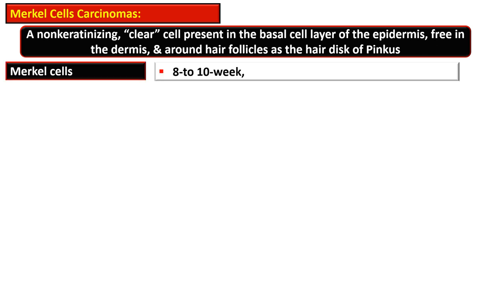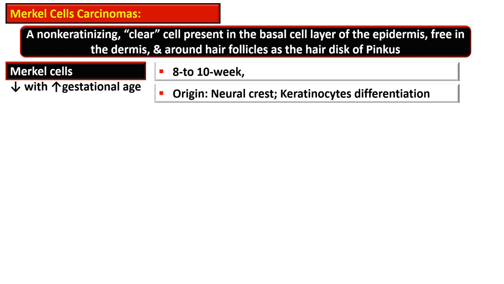Merkel cells are non-keratinizing clear cells that are present in the basal layer of the epidermis, free in the dermis and around hair follicles as the hair disc of Pinkus. The Merkel cells appear in the embryo from 8 to 10 weeks, and they decrease with increased gestational age. Their origin is still controversial. Some people think that they arise from neural crest, while others consider that these are derived from keratinocyte differentiation.